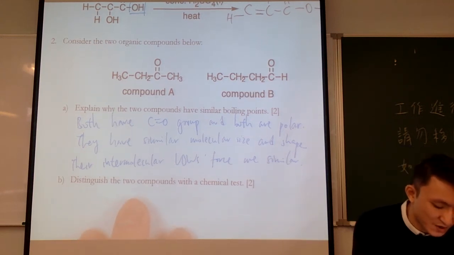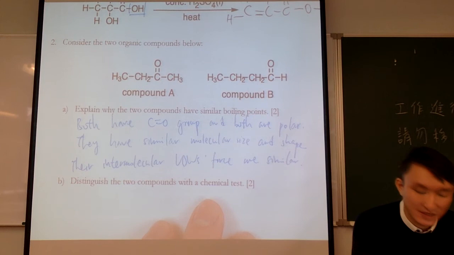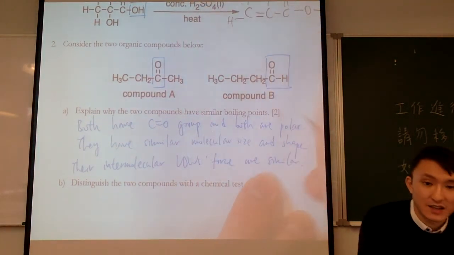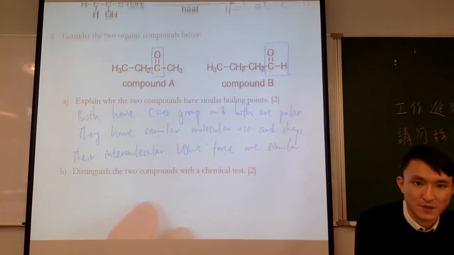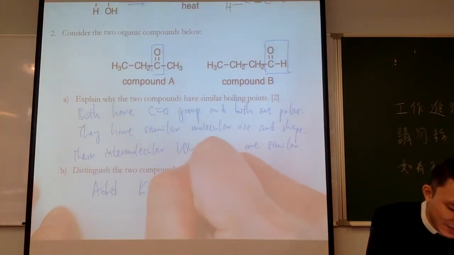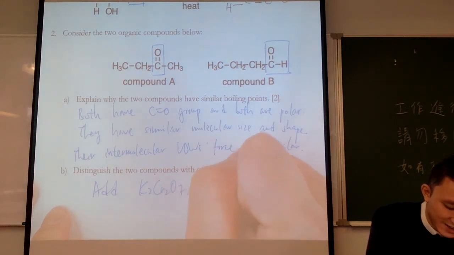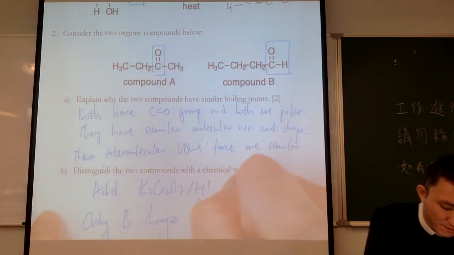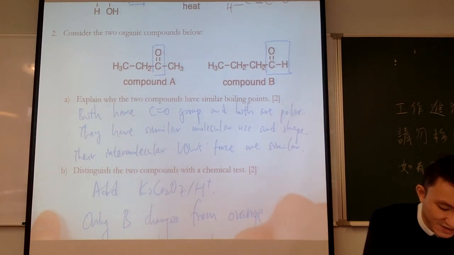Now distinguish the 2 compounds with a chemical test. Now this one is a ketone. This one is an aldehyde. So to distinguish between the 2, we can make use of acidified potassium permanganate solution. So only B changes from orange to green.